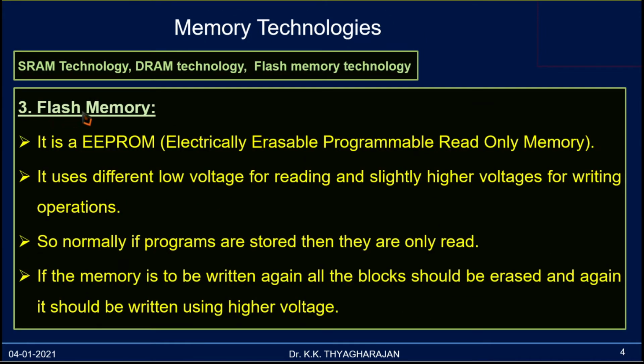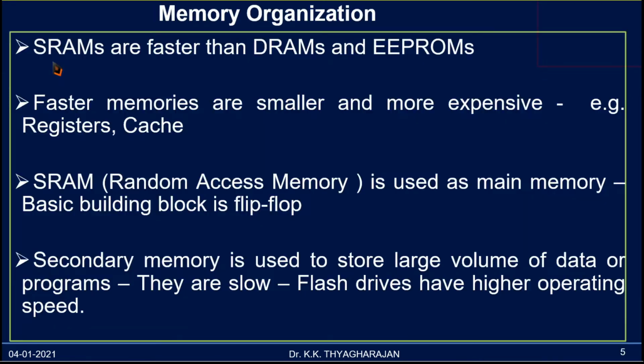Then the next one is flash memory. It is also called EEPROM, that is electrically erasable programmable read-only memory. It uses a low voltage for reading and slightly higher voltages for writing operations. So normally if programs are stored, then they are only read. If memory is to be written again, all the blocks should be erased and again it should be written using higher voltage. If we compare these memories, SRAMs are faster than DRAMs and EEPROMs.